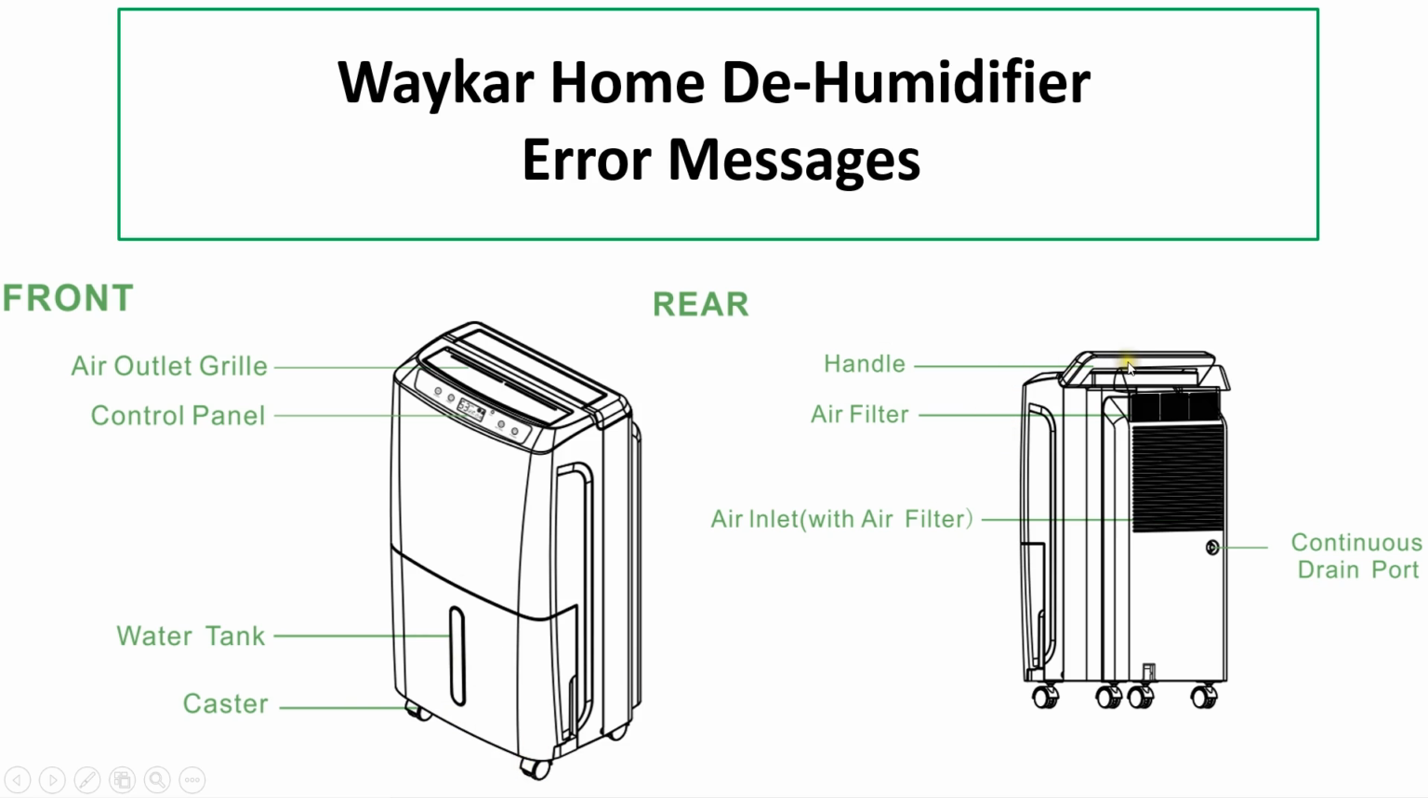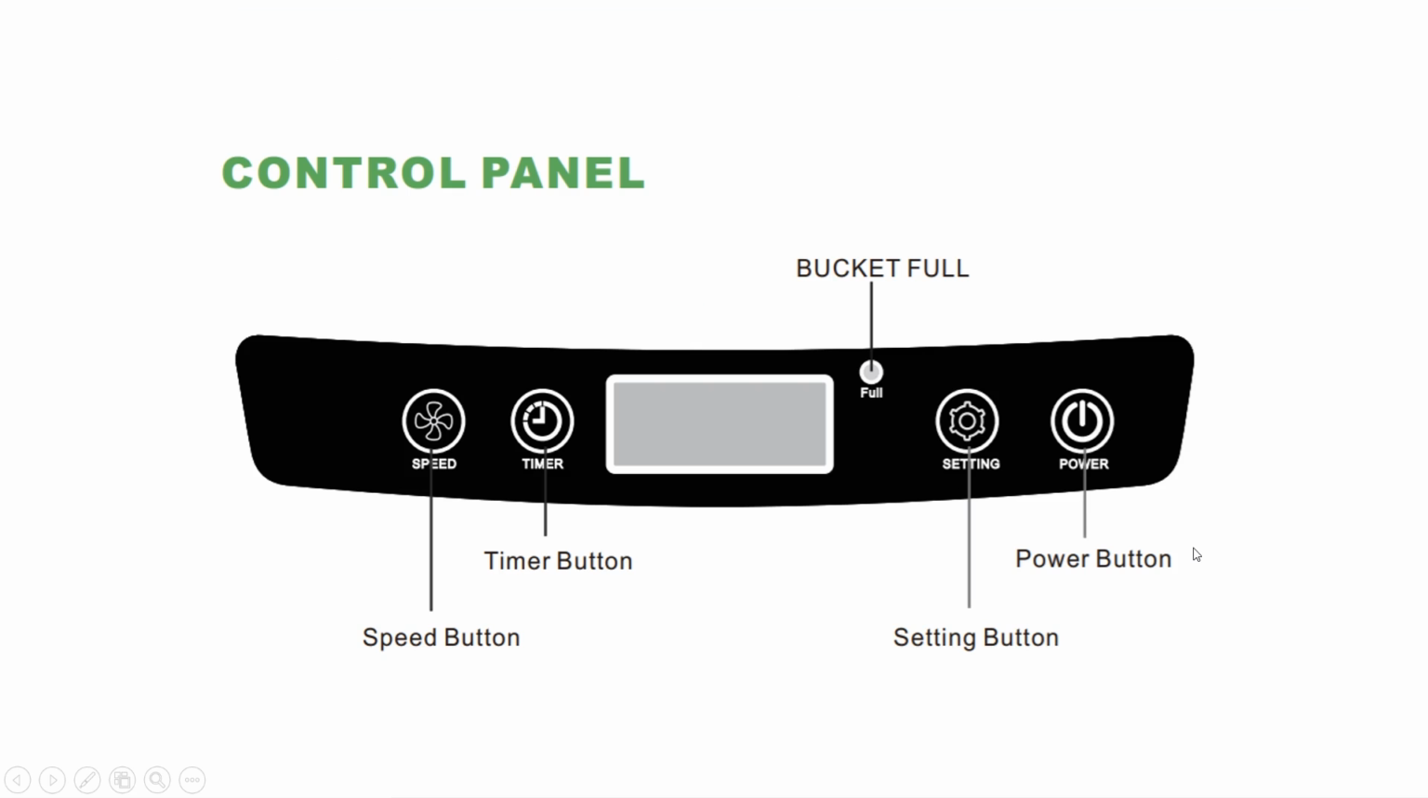This is the right side that shows the handle, the air filter through which air enters into the dehumidifier, and this is the continuous drain port for the water that is collected in the evaporator of the dehumidifier. So this is the control panel that shows various buttons, indications, and the LCD display.